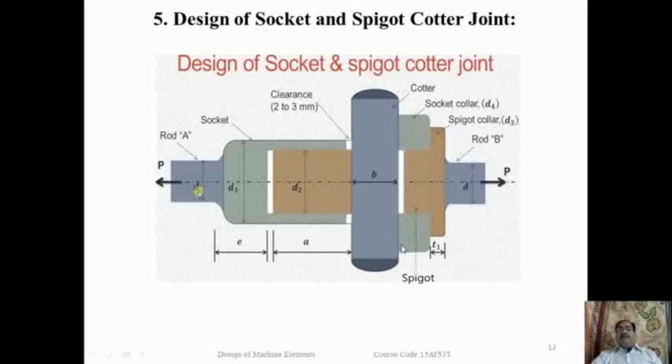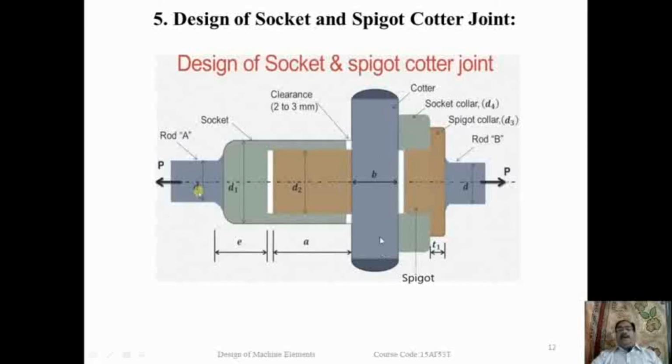After designing this, we have to design the thickness of the spigot collar. This is the thickness of the spigot collar, and we have to design the thickness of the socket collar. After designing the socket and spigot, we have to design the cotter.